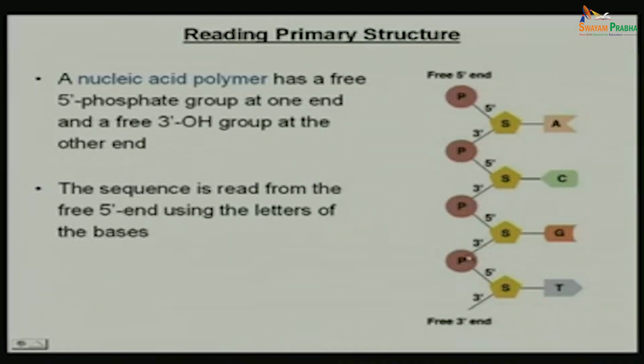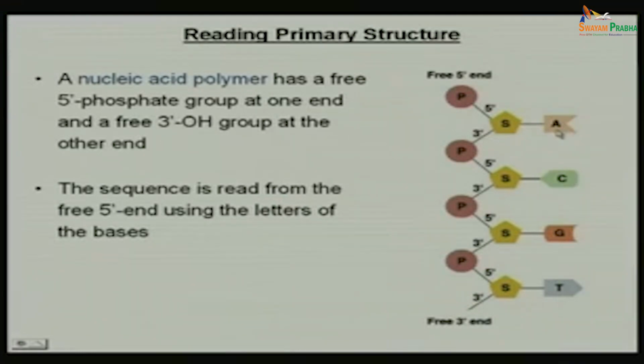This phosphate is once again getting joined to the third carbon of the second nucleotide. Here the nitrogenous base is there, the fifth carbon, here the phosphate is there, and this phosphate is attached to the third carbon of the third nucleotide's sugar moiety, and from here the phosphate is attached to the fourth nucleotide. In this way nucleotides are linked up and form a chain-like structure.